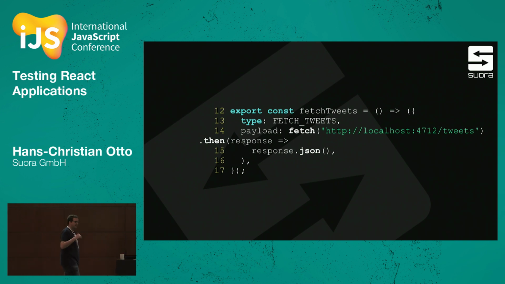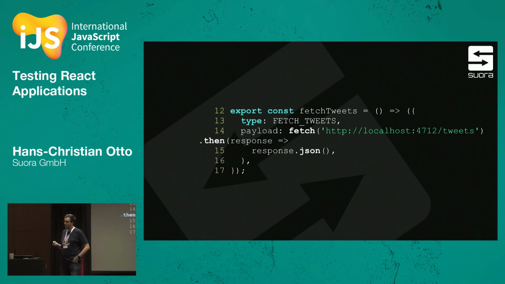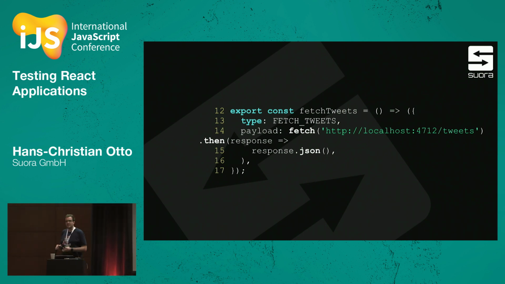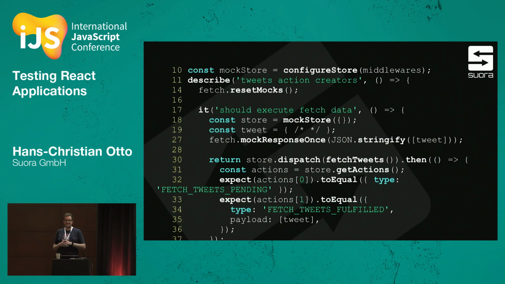I like to use a Redux middleware that is called Redux Promise middleware. It will make sure that if I dispatch this action with the promise, I immediately get a fetch tweets pending action. And as soon as the promise resolves, I get a fetch tweets resolved action. And I'm going to show you the test for this. And warning, this is like the worst slide of the slide set because it contains way too much code, and this is probably the most complex part in this talk.